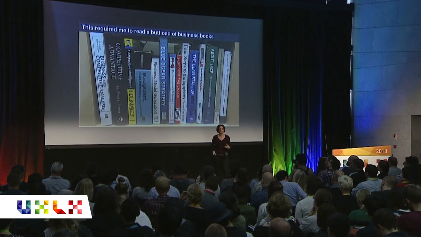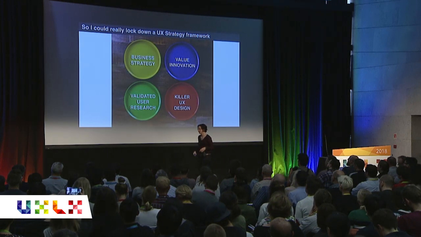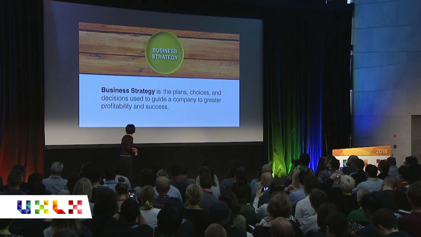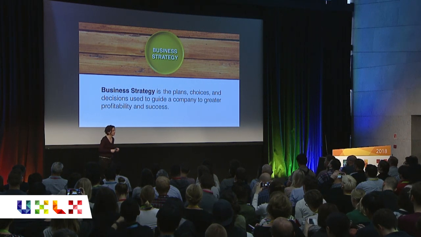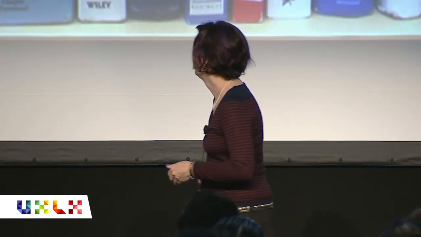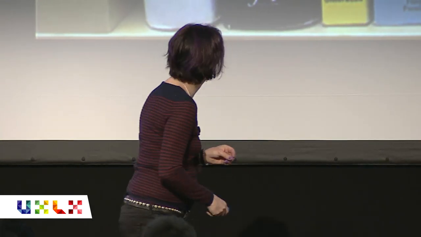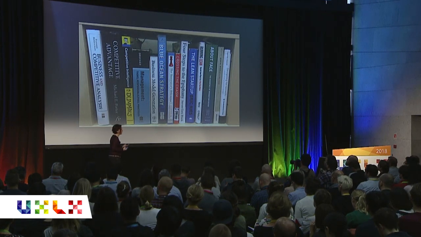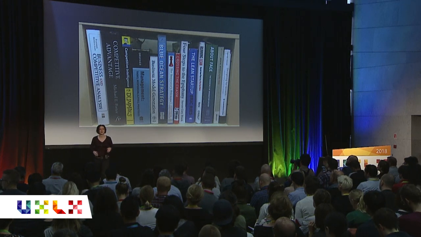And I was basically able to move on to coming up with the first tenet of my framework, which was business strategy. And the idea is that business strategy is the plans and choices and decisions that a company uses to guide itself to greater profitability. So once I had that nailed, I had to figure out my second tenet, value innovation. And so that meant moving on to Blue Ocean Strategy, where they talked about value innovation, where you're trying to bring the cost of either running the business or what you're selling to your customers down, but bringing the value proposition, what you're offering, up.